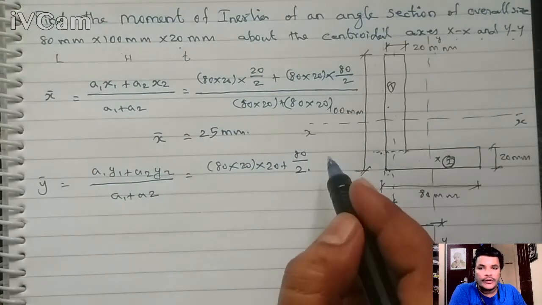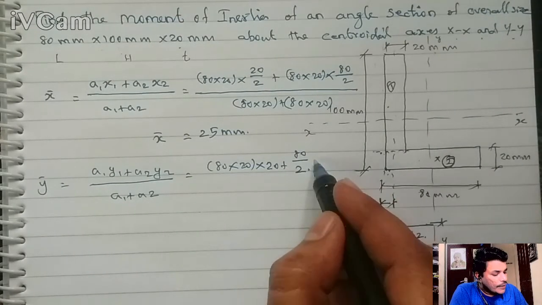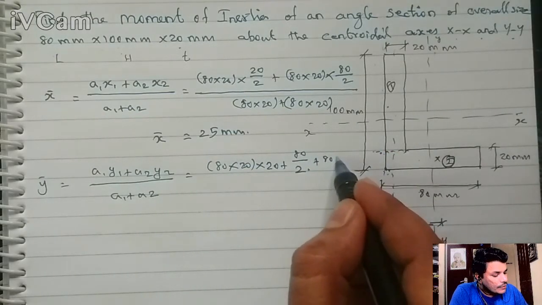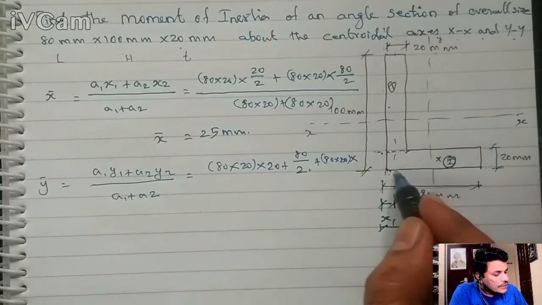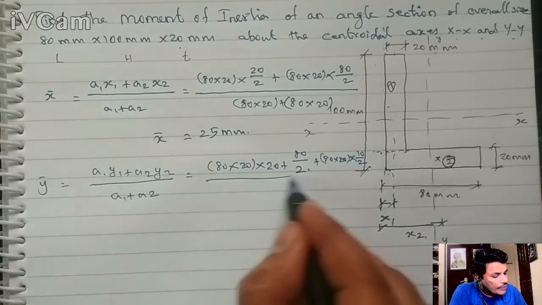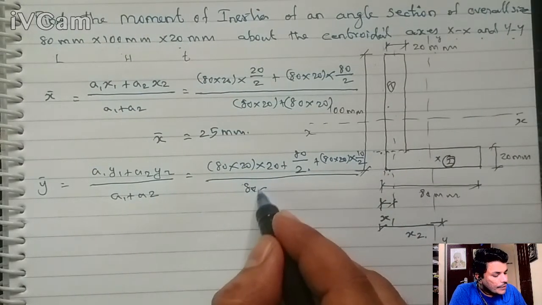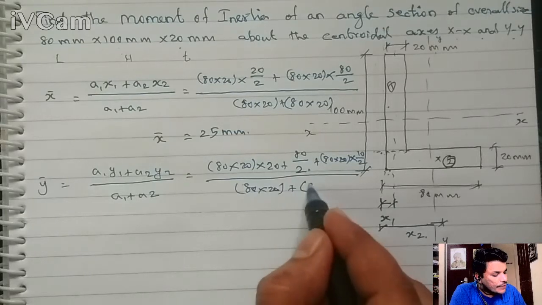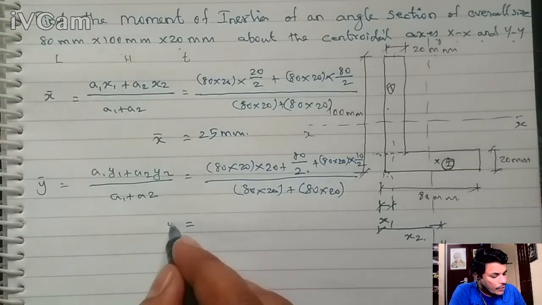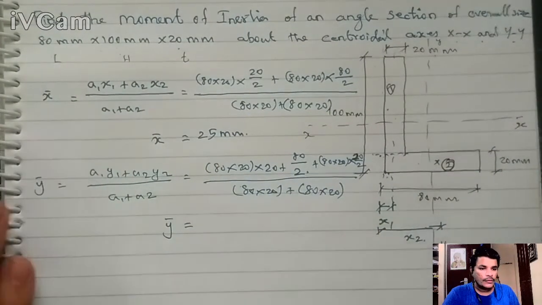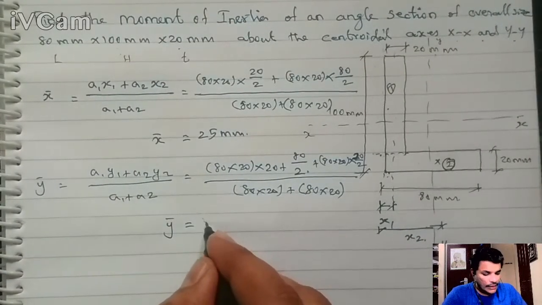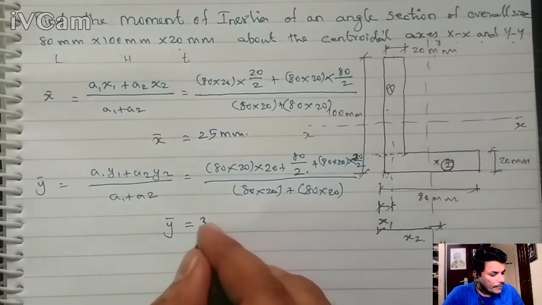Please don't put 100 by 2. That is wrong actually. Plus the same area, 80 by 20, into the centroid of the second section from the bottom, 10 by 2, divided by 80 by 20 plus 80 by 20. Okay. So the y bar value is 35 mm. I have calculated this is 35 mm.